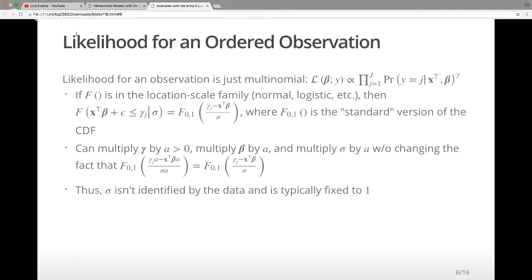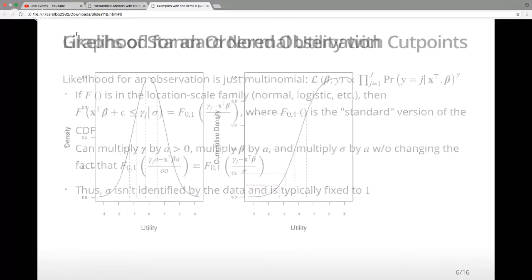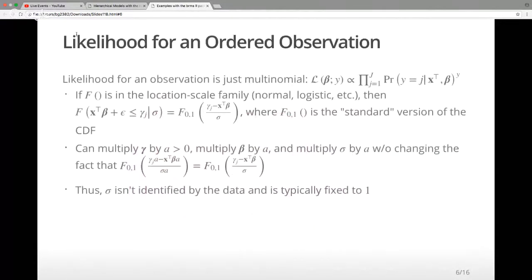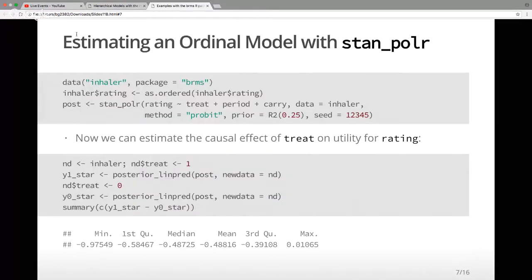So this is just another way of saying that the standard deviation of the errors is not identified by the data. It could be any positive number, and you get the same observed values of y. Consequently, we just fix sigma to 1, which is what I did when I was doing the data generating process here when drawing from the error term. And then under that assumption, we can estimate the betas and the cut points, which is what we're typically interested in doing.